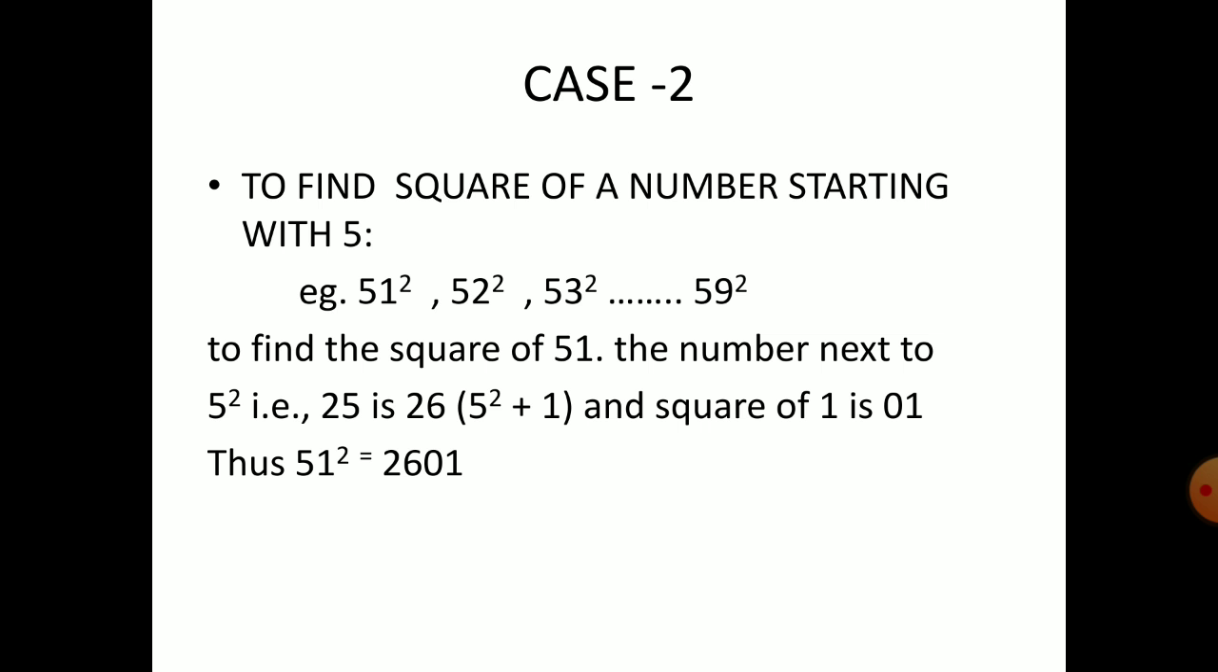Coming to the second case, how to find the square of a number starting with 5. The numbers starting with 5 are 51, 52, 53, even 50 square also you can write, up to 59 square. So to find the square of 51, you take 5 in the tens place. 5 5s are 25 plus 1 is added for the units digit. 5 5s are 25 plus 1 is 26 and in the ones place, 1 1s are 1, so 01 we will write. So 26 and 01 together it becomes 2601. Thus 51 square is equal to 2601.